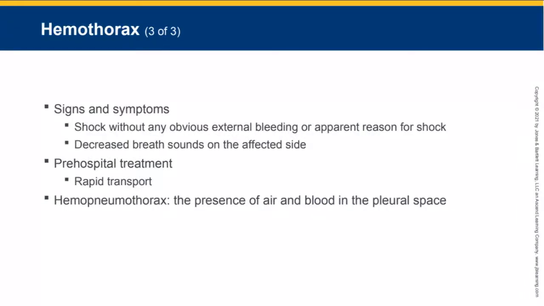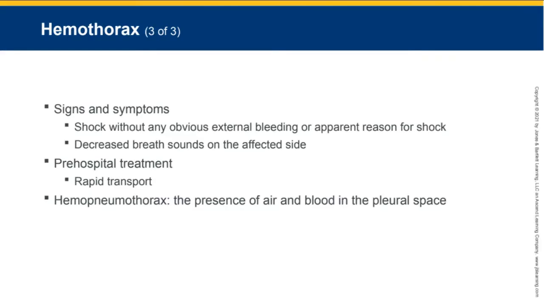So chest tube, remove air and blood. Signs and symptoms: shock without any obvious external bleeding or apparent reason for shock. Decreased breath sounds on the affected side. Listen to the lungs. Pre-hospital treatment, rapid transport.